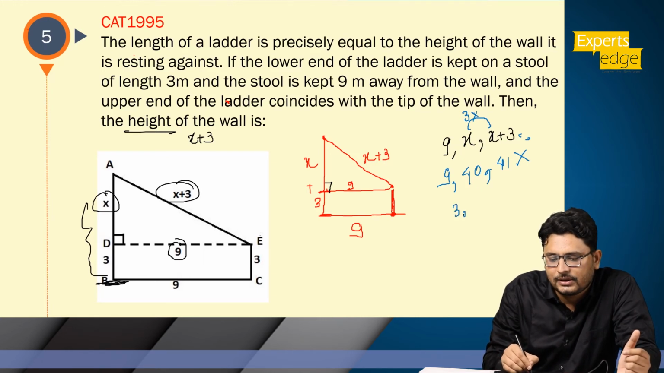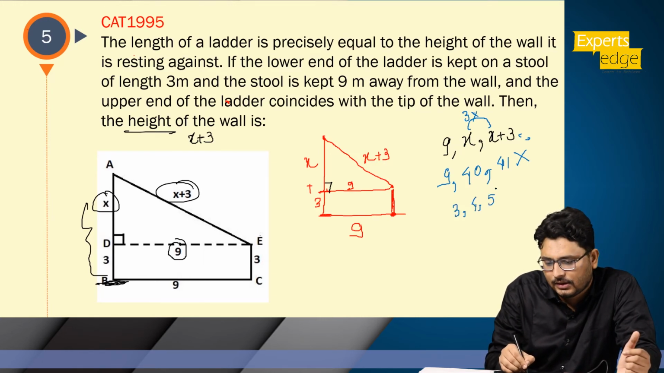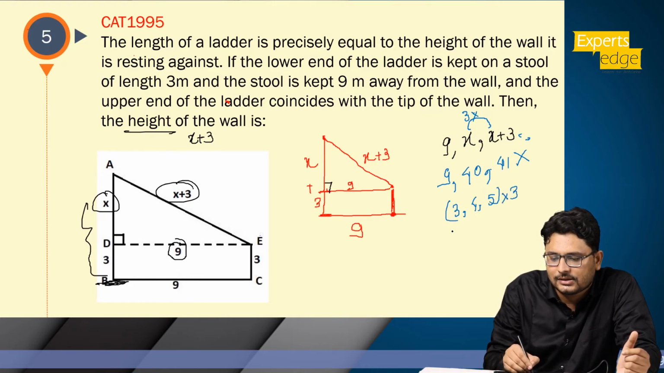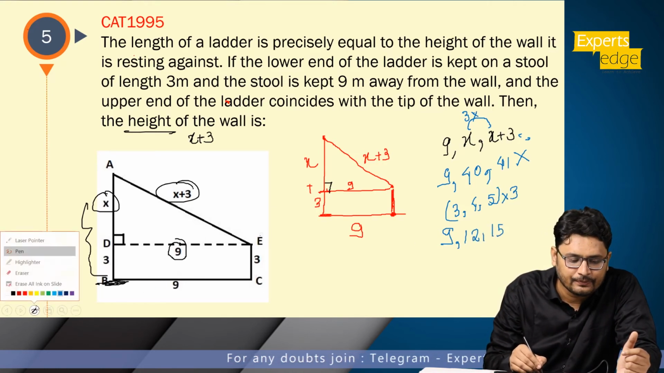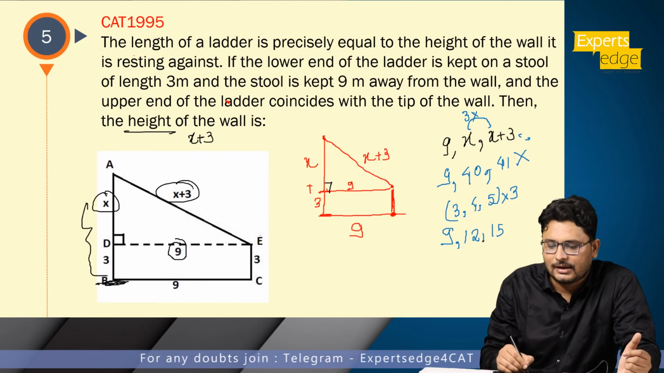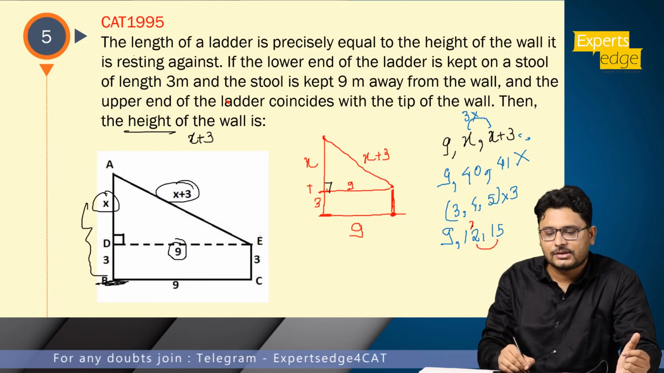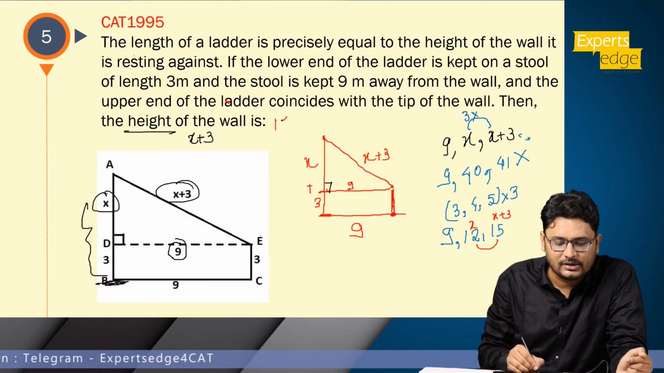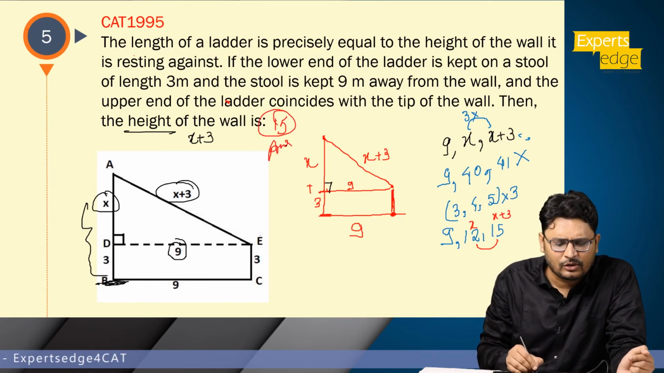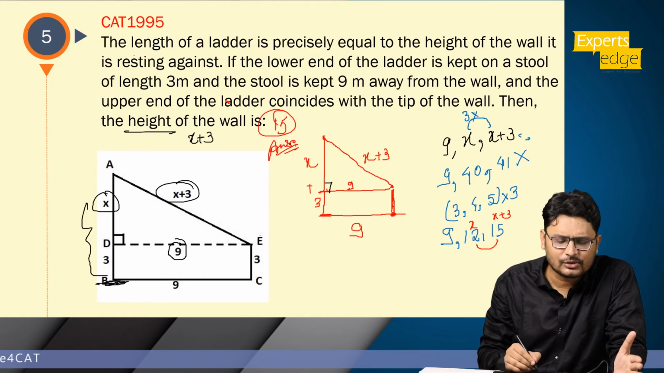So if I triple the 3 4 5 triplet, what I will get is 9, 12 and 15. Can you see the difference between 12 and 15? It's nothing but 3, and that is what I require. So basically my x is 12 and x plus 3 is 15. So my correct answer for this question is 15. It's a bit of hit and trial, but believe me, you'll get this question very easily.